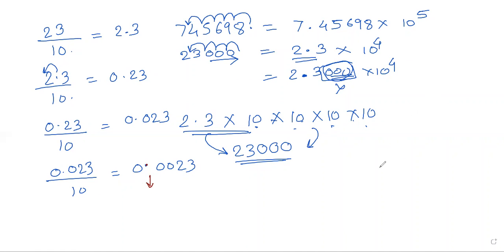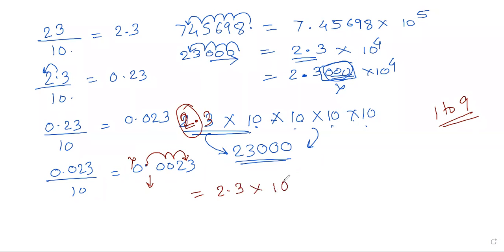I said that we want a decimal number such that it has one digit from 1 to 9. Single digit I want. So I want only the digits between 1 to 9. I don't want a 0 as a digit. So now the decimal has to shift towards the right. How many places? 1, 2, 3. This would become 2.3 multiplied by 10 raised to minus 3.